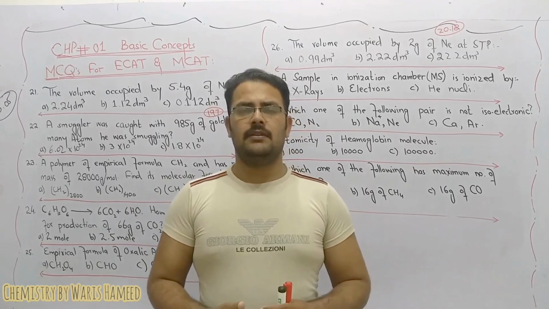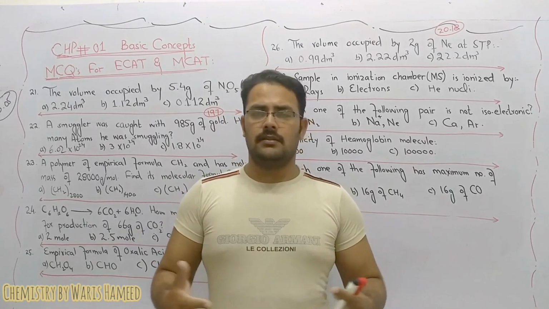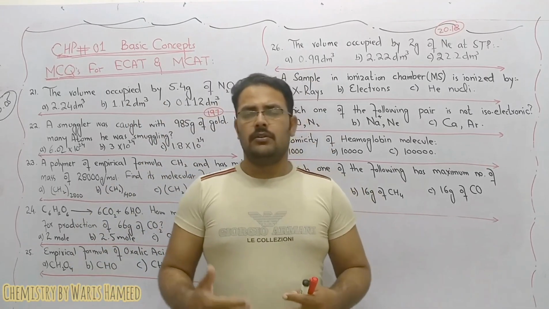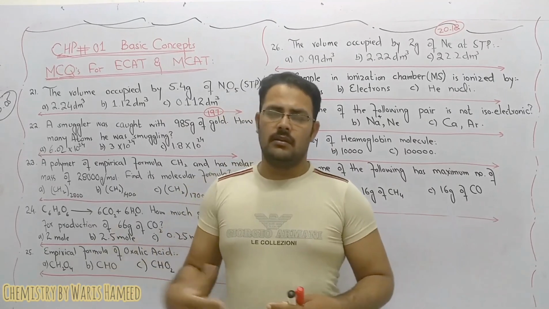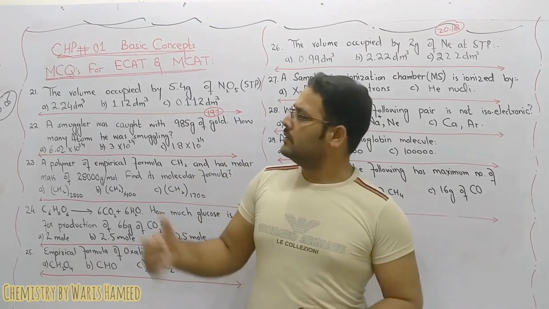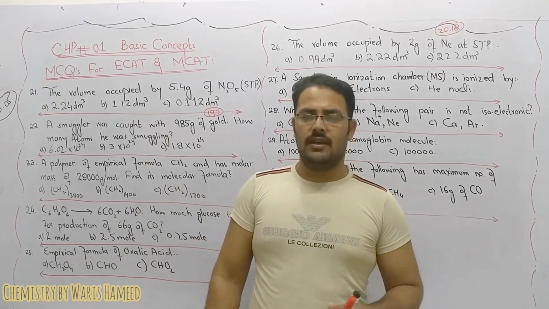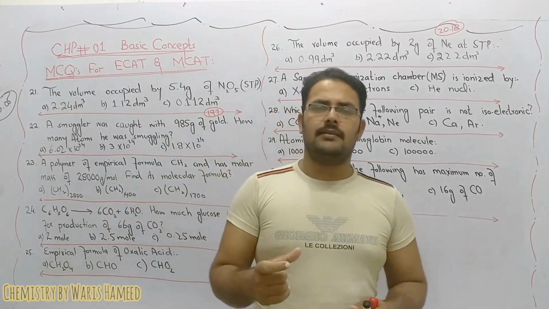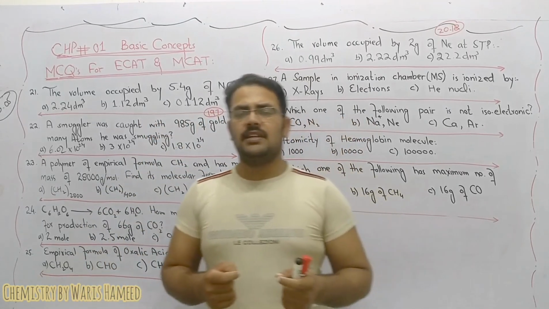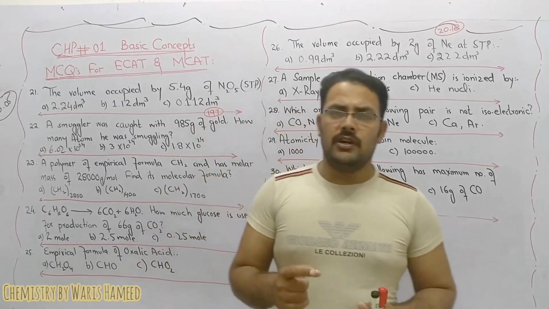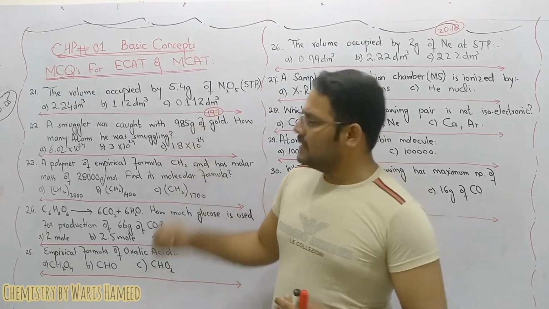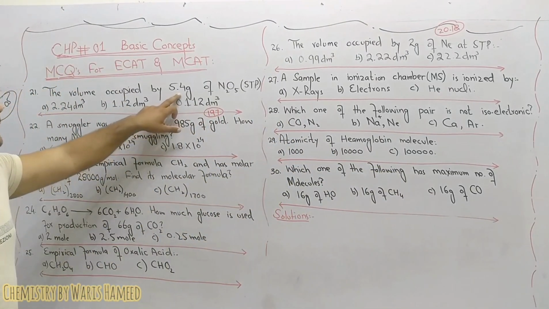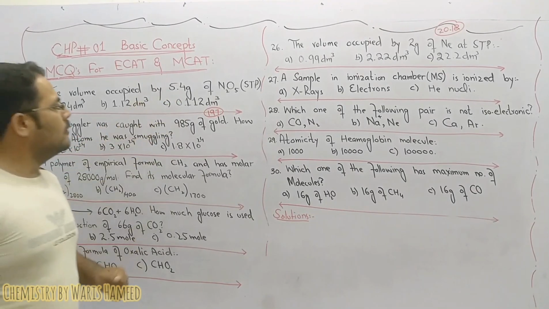Today I came here with some new MCQs, as I have uploaded almost 20 MCQs and now 20 to 30 MCQs are given here. First MCQ is related to the volume of a gas. We all know that if we have 1 mole of any gas, then at standard temperature and pressure it will occupy 22.414 dm³. In this case, we have dinitrogen pentoxide and its quantity is 5.4 gram. How much volume will it occupy?